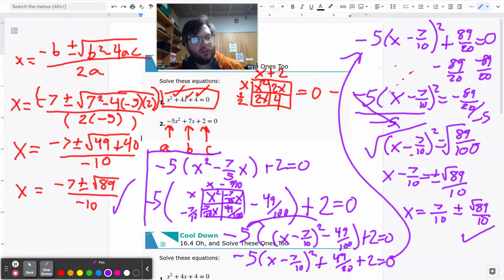So again, everything I just showed you in purple is optional. So if you were skipping from the red, now you're back on what I need you to know. The purple is just to show you that, yes, completing the square can solve it too.